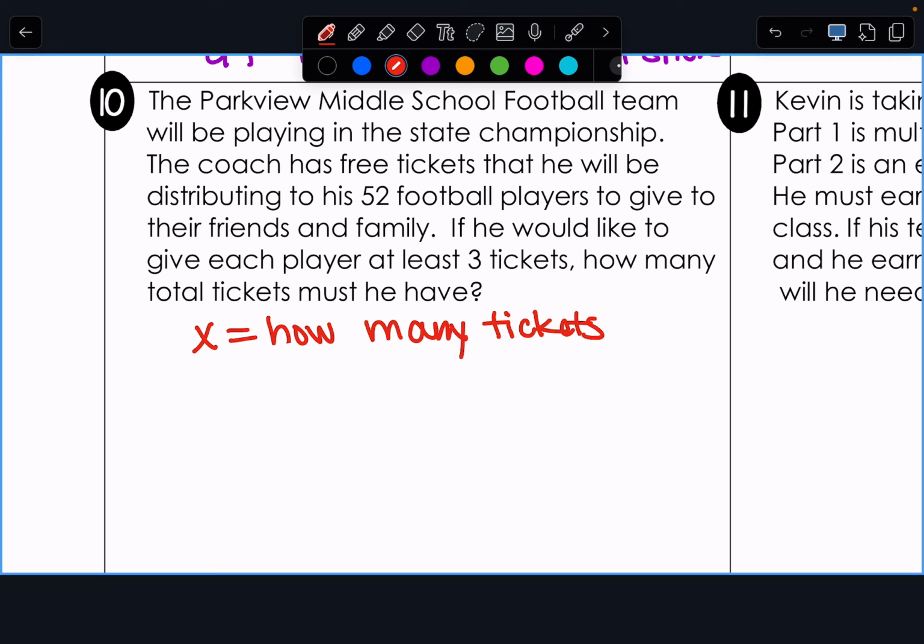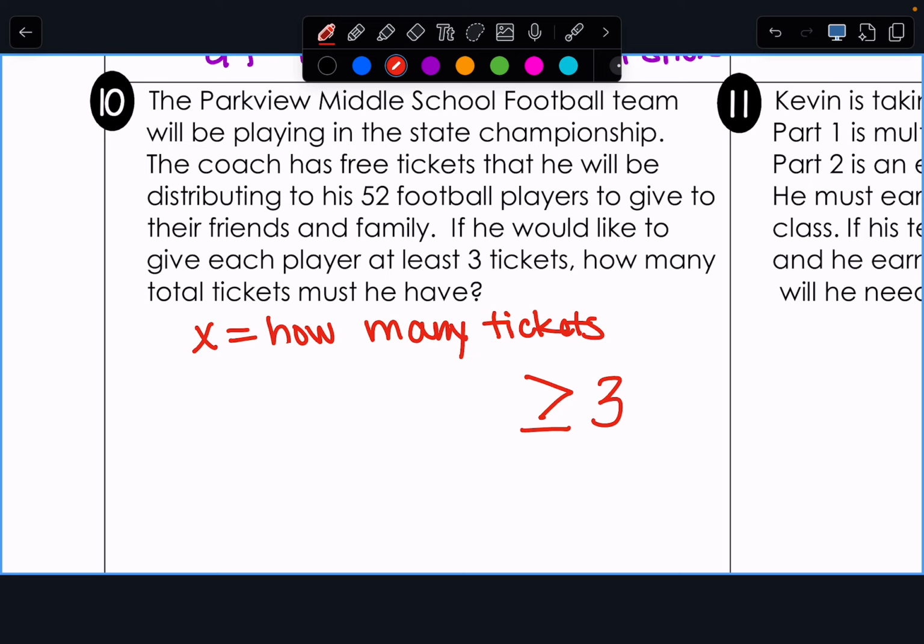Okay, now, he wants to give each player at least 3. At least means what? Greater than or equal to 3. At least 3. Greater than or equal to 3.